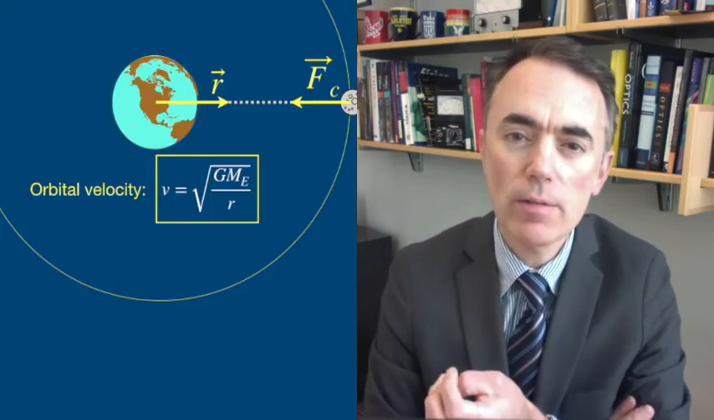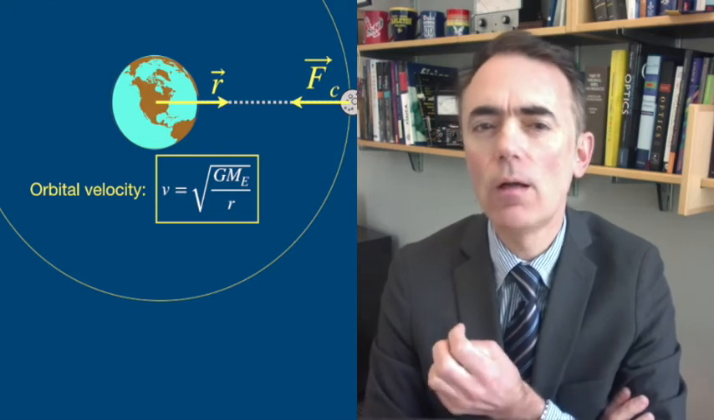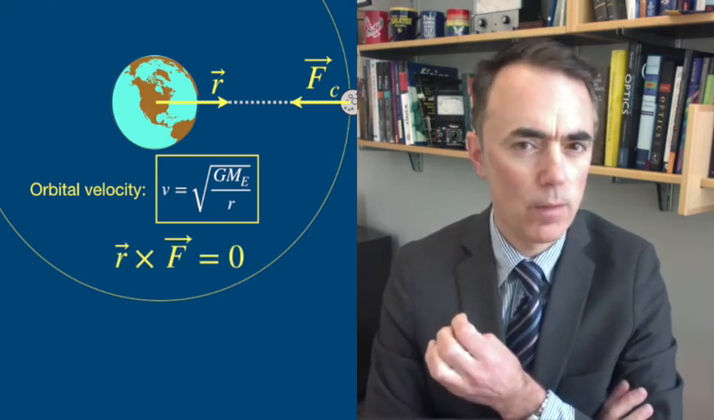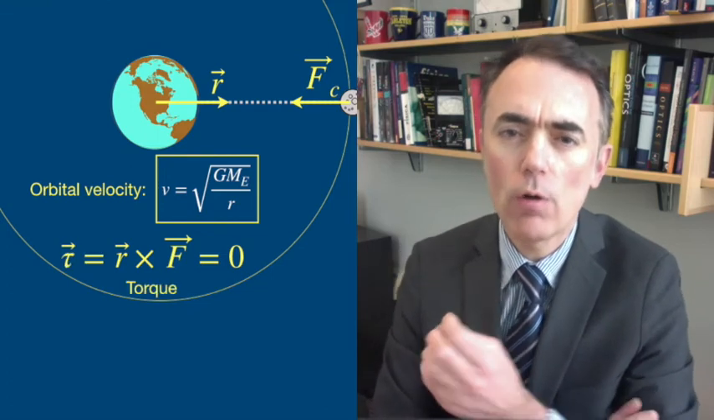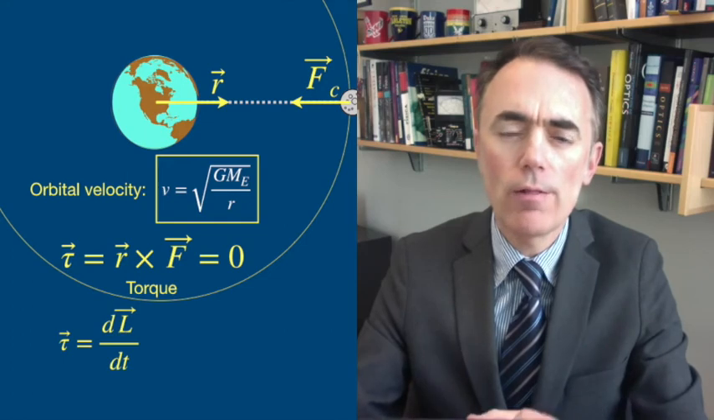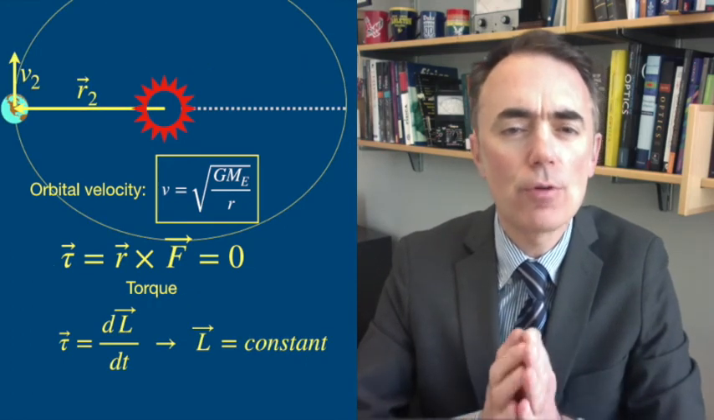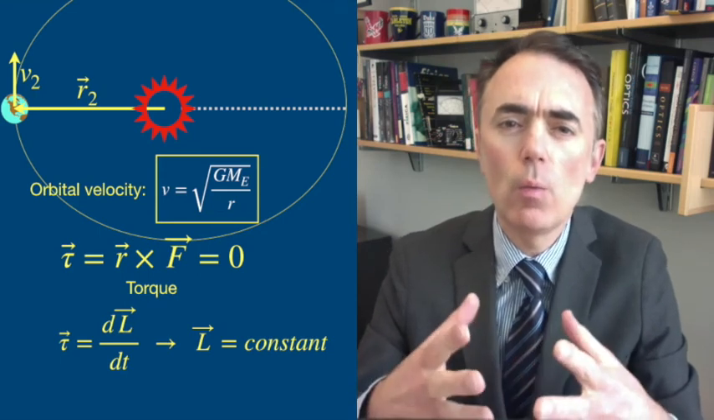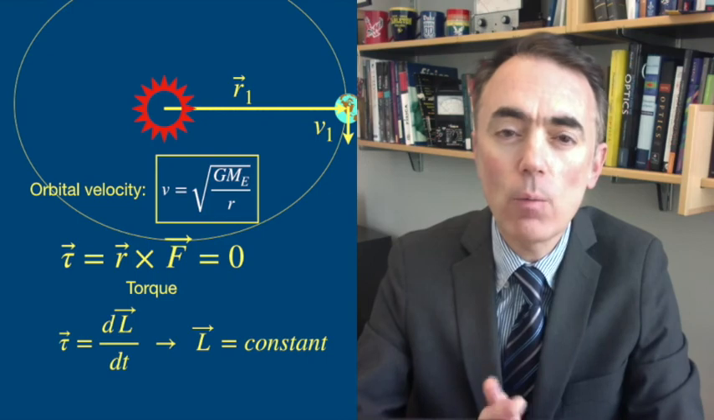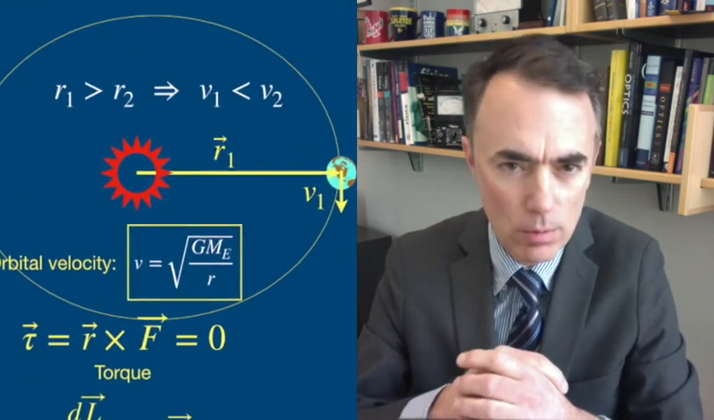Because the force of gravity on the satellite is radial and the position vector is also radial, the cross product of position times force is 0. This means that the torque of the force of gravity on the satellite is 0 and therefore the angular momentum is conserved. From this we can conclude that for elliptical trajectories, when the satellite is closer to the Earth, its speed is greater, and when the satellite is farther from the Earth, its speed is smaller.